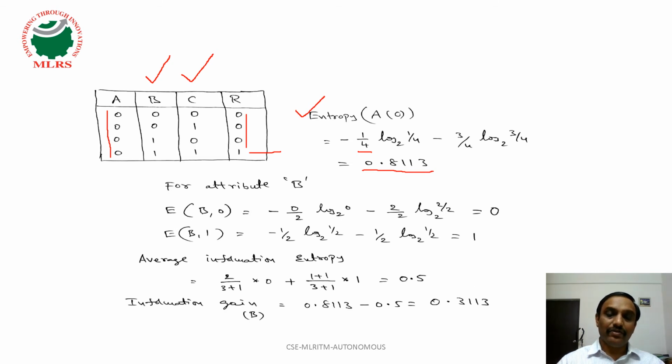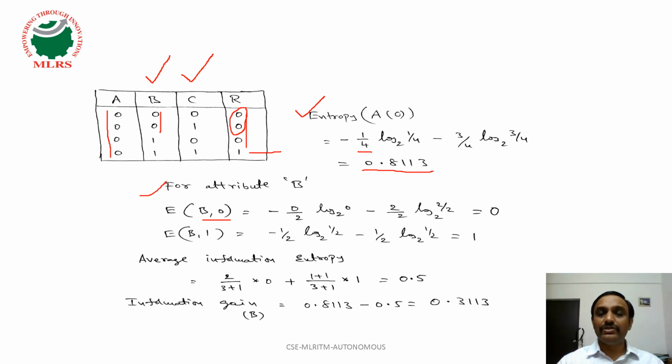Now, the same procedure we have to follow here. For attribute B, we have to calculate entropy where B value equal to 0. Take B value equal to 0. What is the result we have? Two are negative examples only, so no positive examples. So, minus 0 by 2 log 0 by 2, minus 2 by 2 log 2 by 2 base 2.